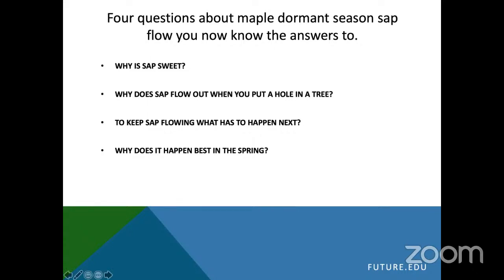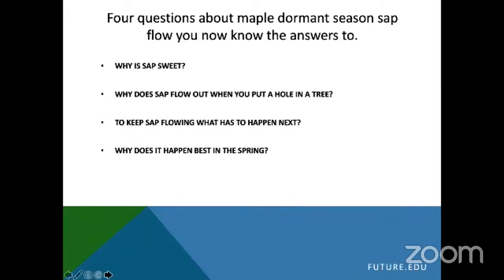And why does it happen best in the spring? Note I didn't say only in the spring, but best in the spring. That's the time we tap our trees, because that's when you have most of these freeze-thaw cycles. And it's that freeze-thaw cycle that's necessary to keep the whole system going. All right, so there are 4 things you know about sap flow.